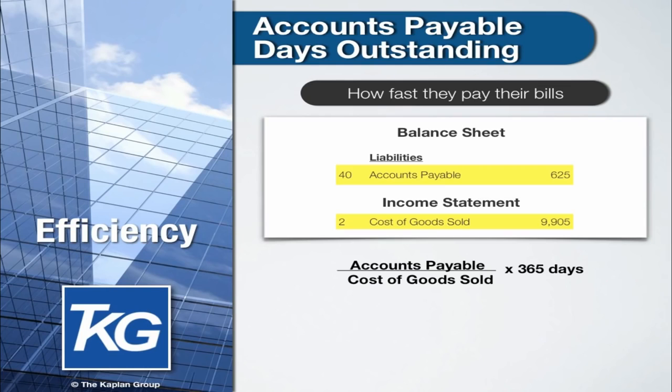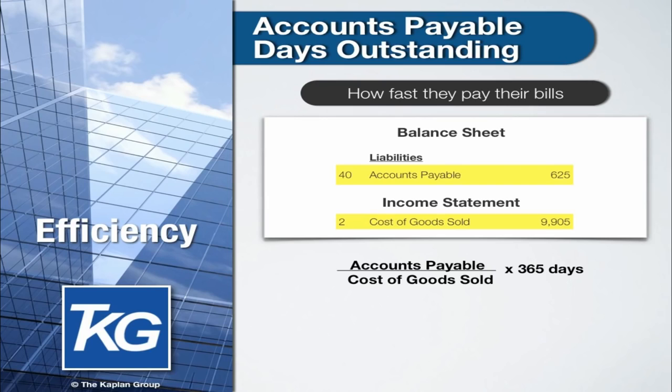The reason we use cost of goods sold instead of sales in this calculation is that payables are associated with cost, not revenues. For companies where cost of goods sold is a small portion of total operating expenses, it may be better to use cost of goods sold plus operating expenses as the denominator in the equation.